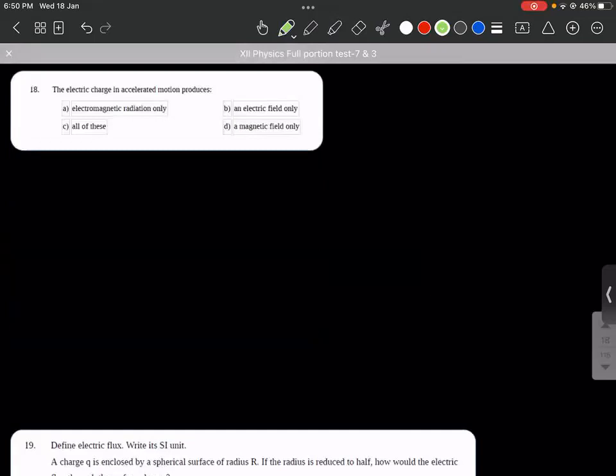The electric energy an accelerated motion produces. 18th one. All of these. An accelerated charge produces all of these. One common mistake is people think that it produces only electromagnetic radiation. No. A charged particle which is in motion can have electric field, it can have magnetic field. Combined together, it will have.